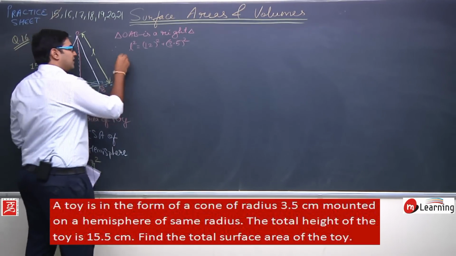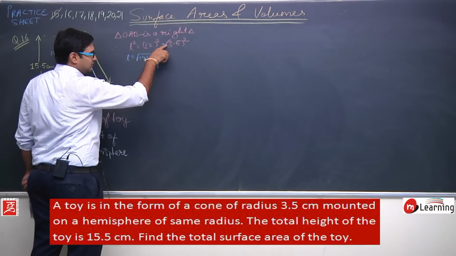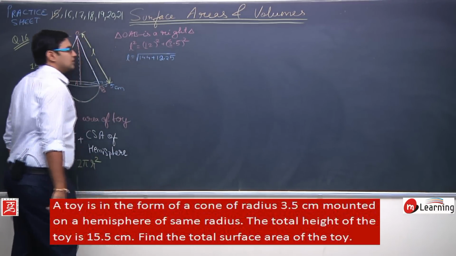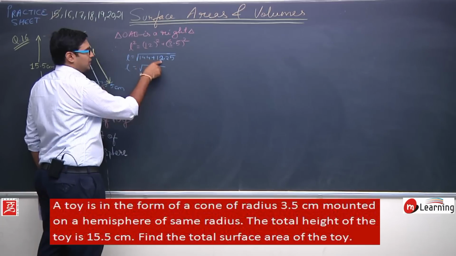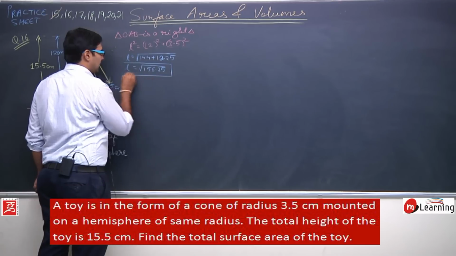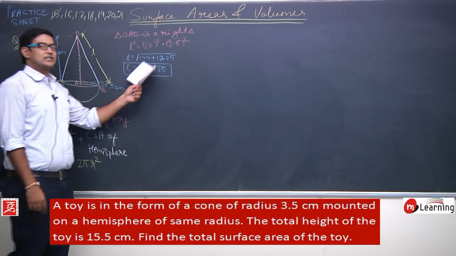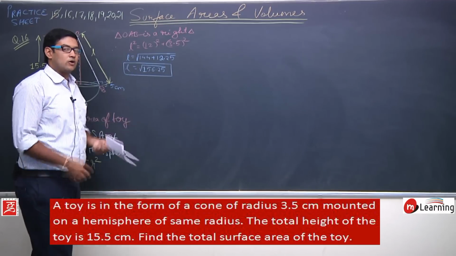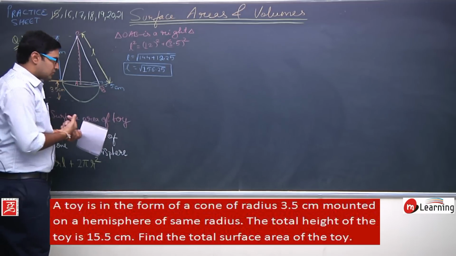So the value of l is the square root of 144 plus 12.25, since 3.5 square is 12.25. So l is equal to the square root of 156.25. This is the value of l. You can calculate this: it is the square of 12.5. So you need to calculate this. So we have the value of l.